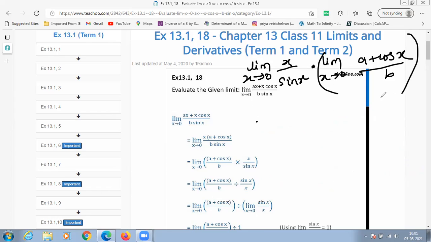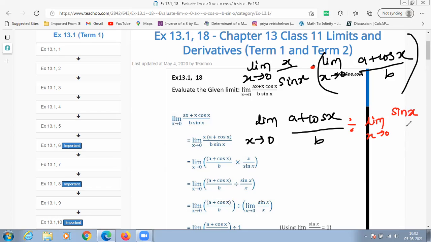I'm going to assume this as my first fraction. So I'll write limit x approaches 0, a plus cos x upon b. It is commutative, so order doesn't bother the multiplication. So you can assume this as your first fraction, change this multiplication into division, and write limit x approaches 0, with x in the numerator and sin x in the denominator. Since I have transformed the multiplication into division, I am allowed to switch sin x to the numerator and x to the denominator. And now I can use the limit property and write this as 1.